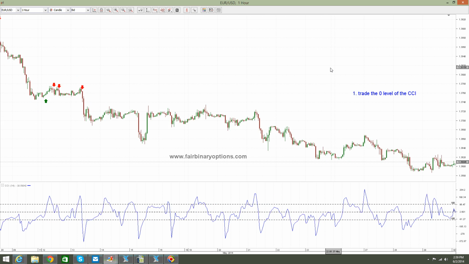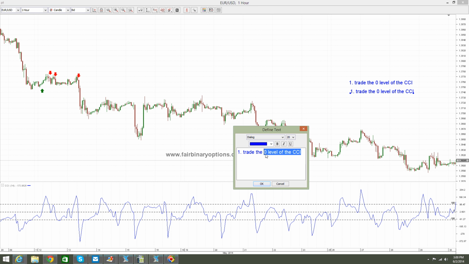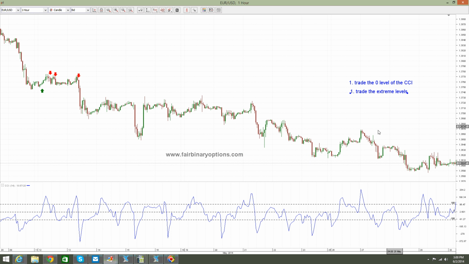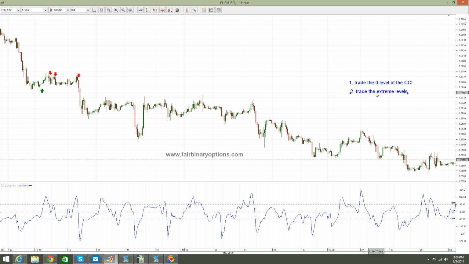The other way would be to look for extreme levels to come, and to buy call options or put options when extreme levels are coming. That means trade the extreme levels. What does it mean, extreme levels? Let me say that this is the second option that we have: trade the extreme level, and let me write here what extreme means.